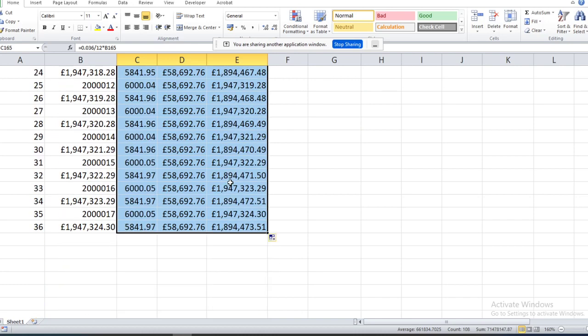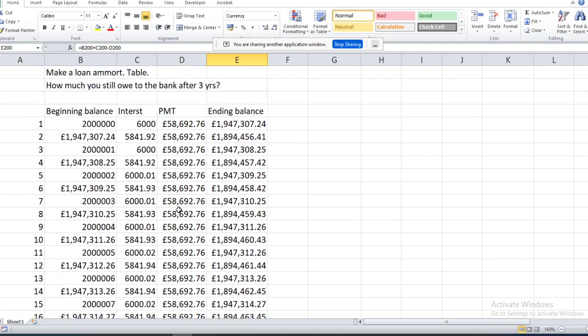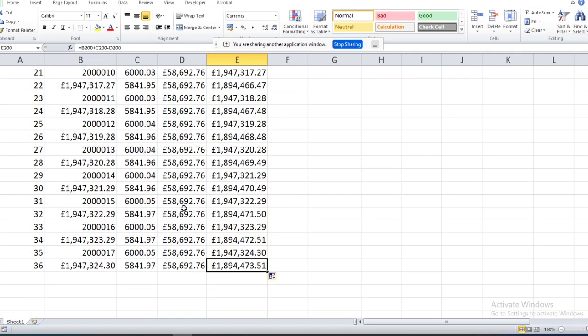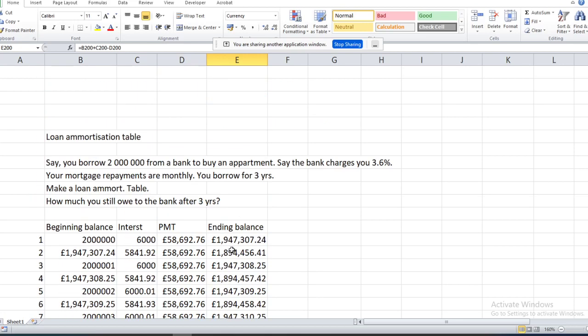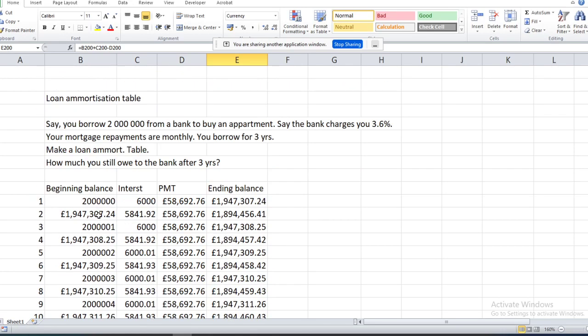Something is wrong because, as you know, by the end of the loan life, I should owe nothing to the bank. So if you've done the calculations correctly, you can automatically check your calculations. This ending balance by the end of the last month should be 0. You don't owe anything else to the bank. So let's see what's happening here.